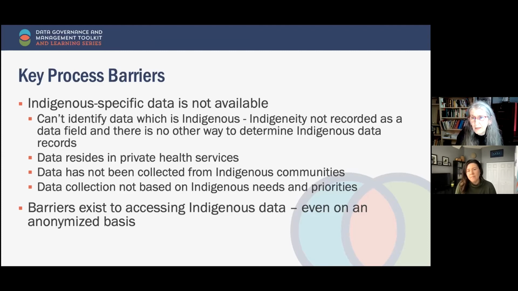You know, we're talking like a couple hundred folks in Yukon and in NWT. So there's not been a lot of investment there from Stats Canada. And of course, and we've mentioned this before, that data collection has not been based on Indigenous needs and priorities. So you may not find what you want when you go into an external data source. And barriers, even anonymized data.